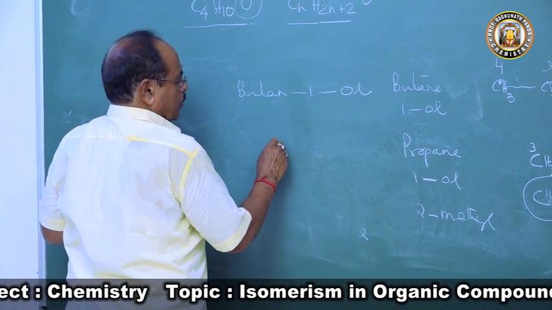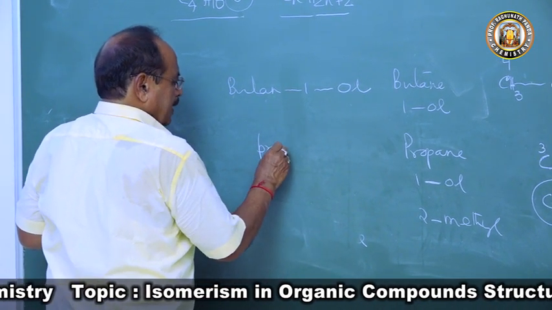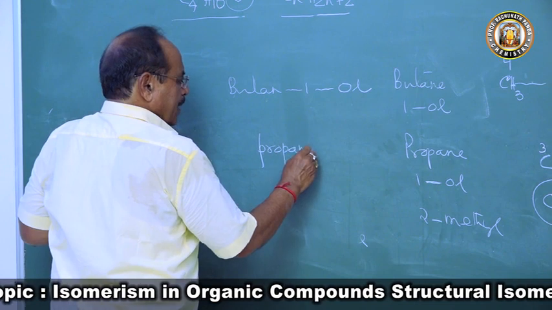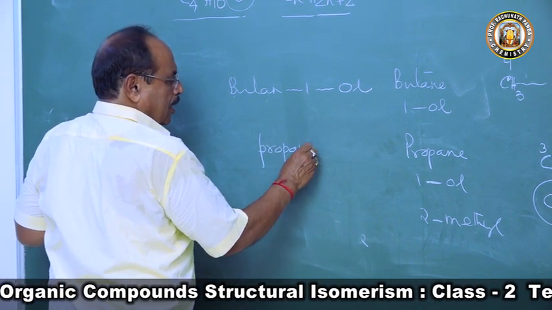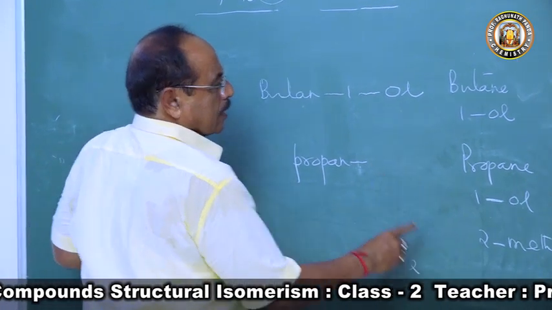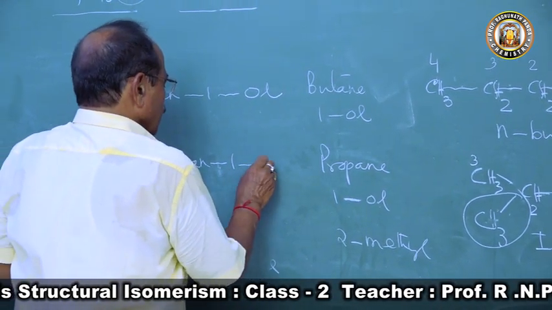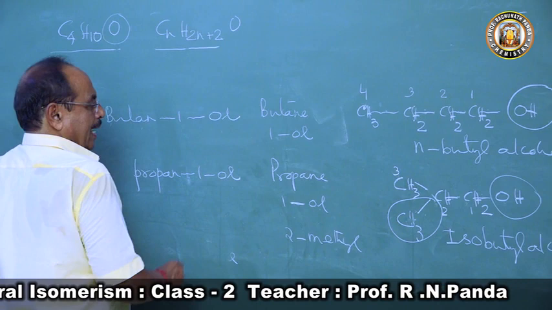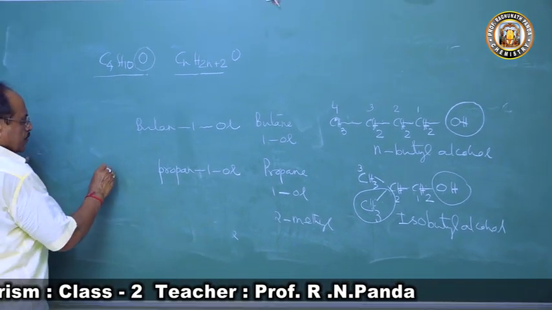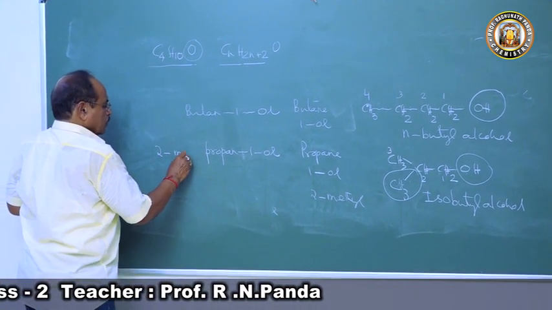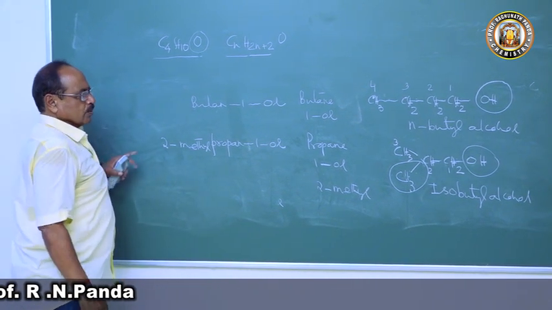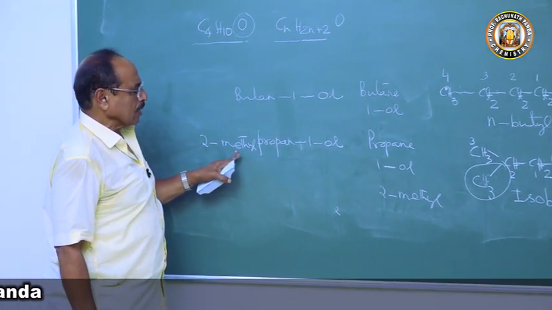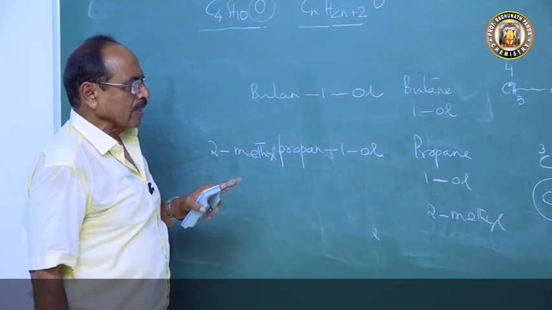compound. So the hydrocarbon was propane. Now what has happened? The hydrogen is gone, the e is gone. So hydrogen gone means e gone. And what has happened? At carbon 1 there is -ol, and at carbon 2 there is a substitution. So we write 2-methylpropan-1-ol.